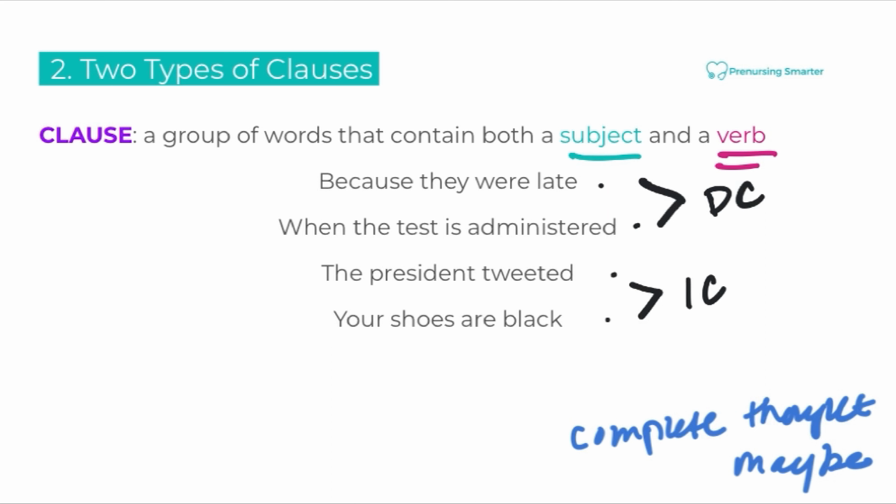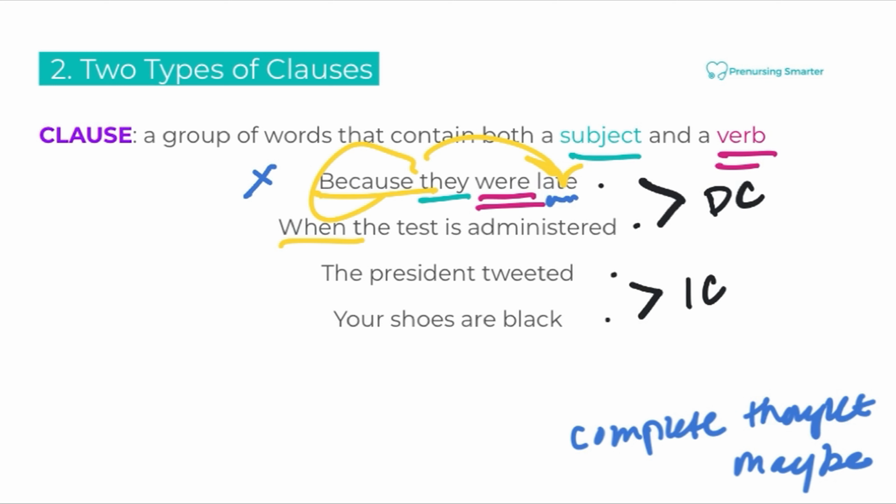Let's look at this. You might see that we have some subordinating conjunctions, because and when. Because they were late, they is the subject, were is a state of being verb, and it looks like we have a complete thought, because they were late. Late maybe, but this because cancels out the complete thought. Because they were late, what? I have no idea. Because they were late, we all ate chocolate. No idea. There's no context. This is not a complete thought.